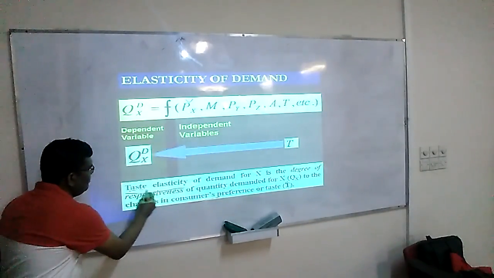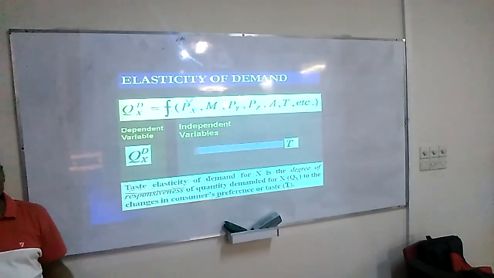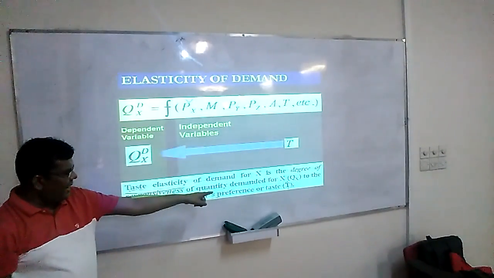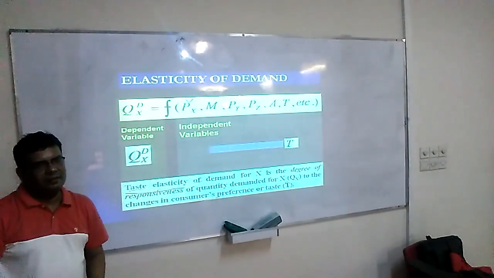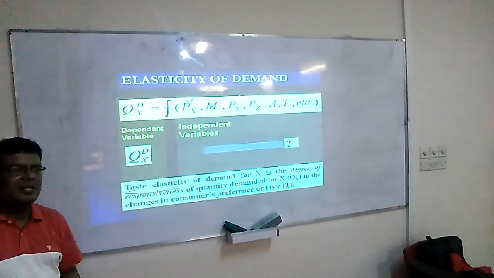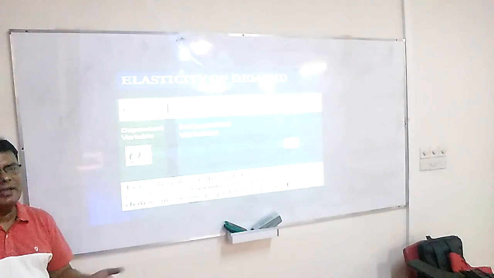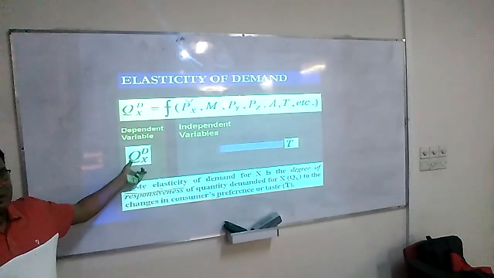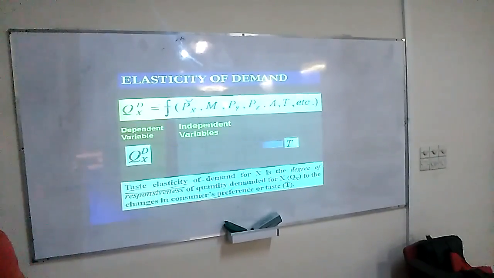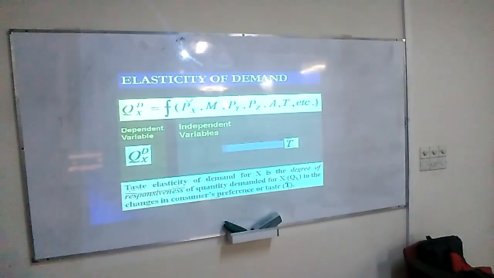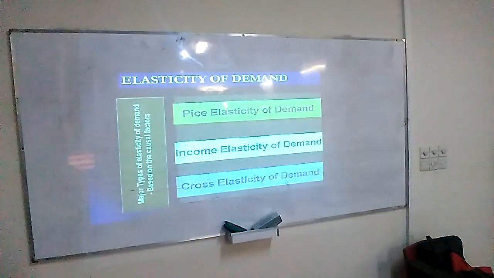If you look at the name, that will give you the idea of what the definition should be. So for taste elasticity of demand for X, you have to write: it is the degree of responsiveness of the quantity demanded for X to the changes in consumer's preference or taste. The cause is the taste. If the taste is changed, what happens to the quantity demanded for X? Sometimes you don't like some products, but after a few years maybe you start to like them. Your preference is changed, that means your taste is changed. That is why you are now buying more or less of the commodity. Due to the fluctuation in your taste, your quantity demanded for X will change. That is what we call taste elasticity of demand.